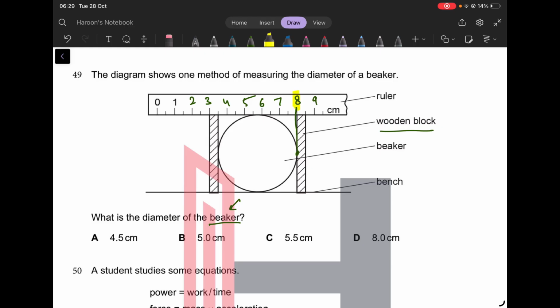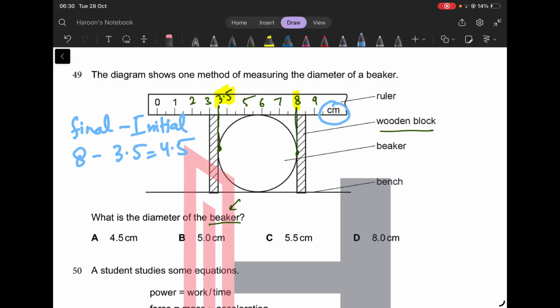You can see this is the ending point, and the starting point is this point over here. This is my starting point of the beaker. I will not include the wooden block. They ask the diameter of the beaker only. So this is actually 3.5. I just need to subtract these two, final minus initial, basically adjusting for zero error. So this would be 8 minus 3.5. That gives me 4.5 in centimeters. We can see the unit has been given. So 4.5, A, has to be the correct answer for this particular question.